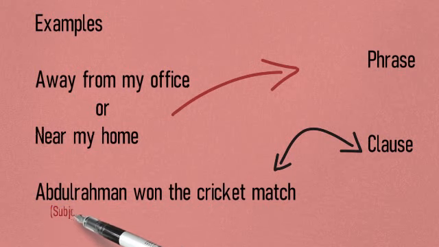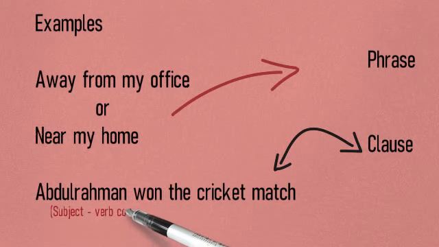So the difference is that a clause is a group of words with a subject-verb combination. In this sentence, Abdul Rahman is a subject and won is the past tense of win, which is a verb. So this is a subject-verb combination and this is a clause. While a phrase is a group of words without a subject-verb combination. You can see that in away from my office, there is no subject-verb combination. So this is a phrase. Actually, this is the basic difference between both of them and you have to keep it in mind.